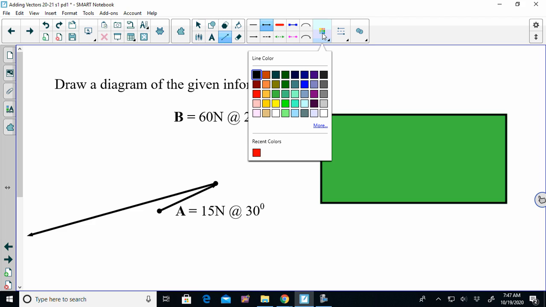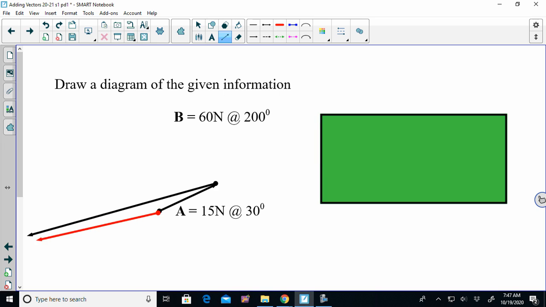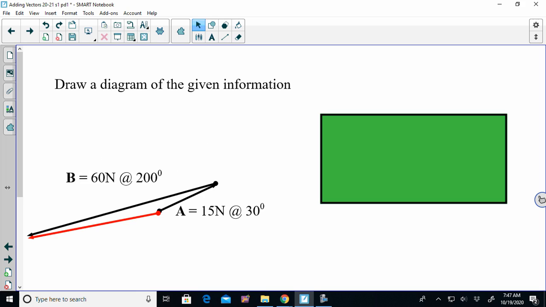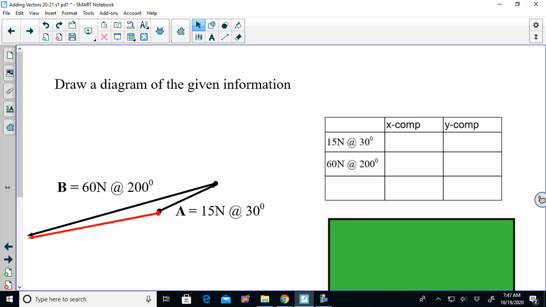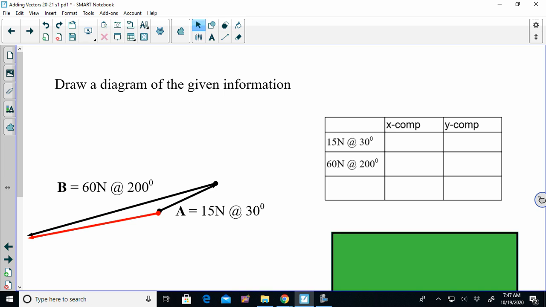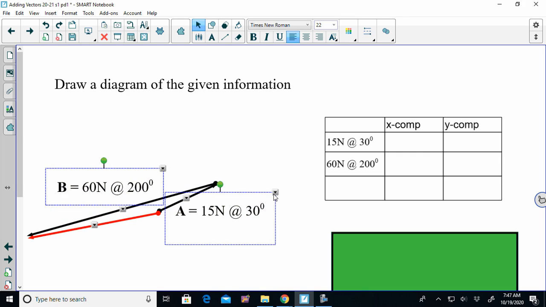And then my resultant vector is going to be here. Okay, so that's my diagram. I would also suggest that you make this little table. It's going to help you keep things much more organized and much more together.